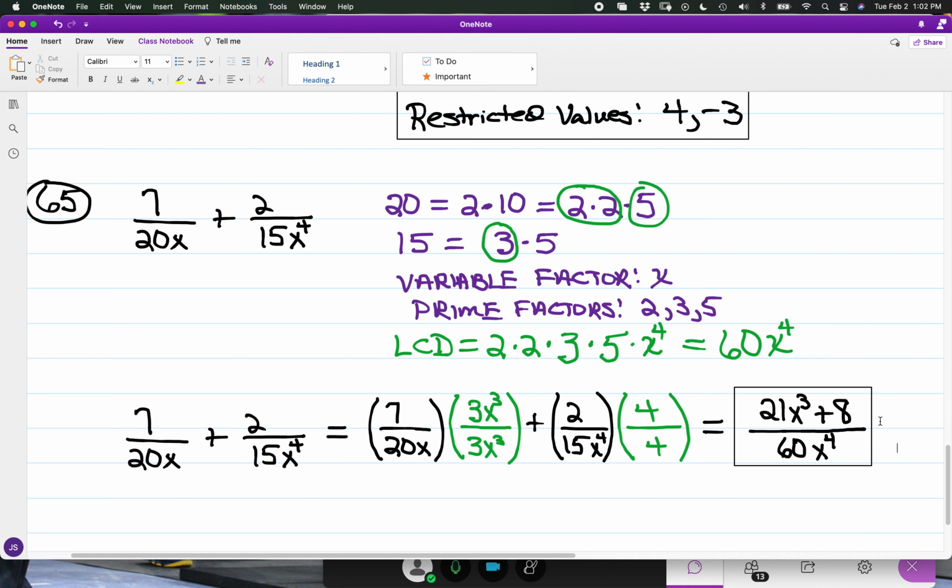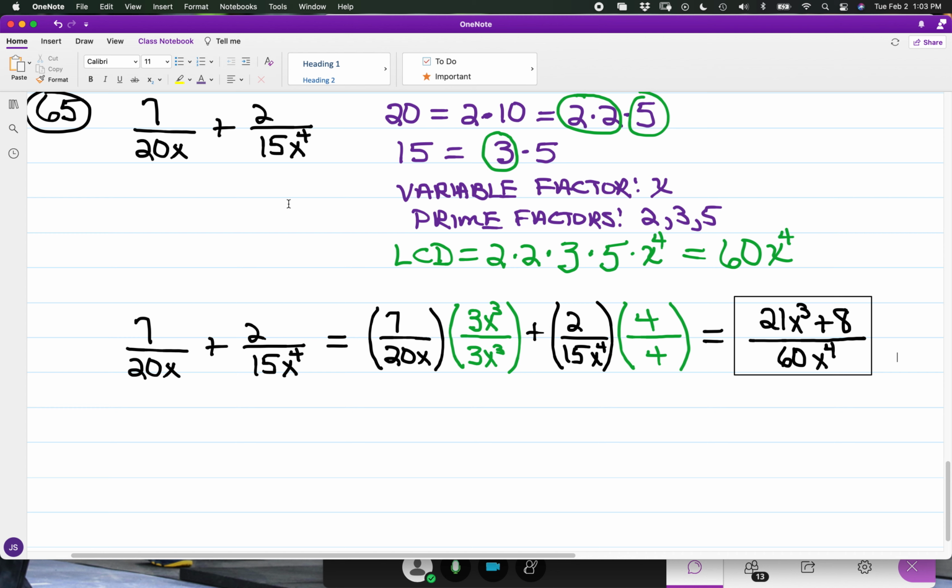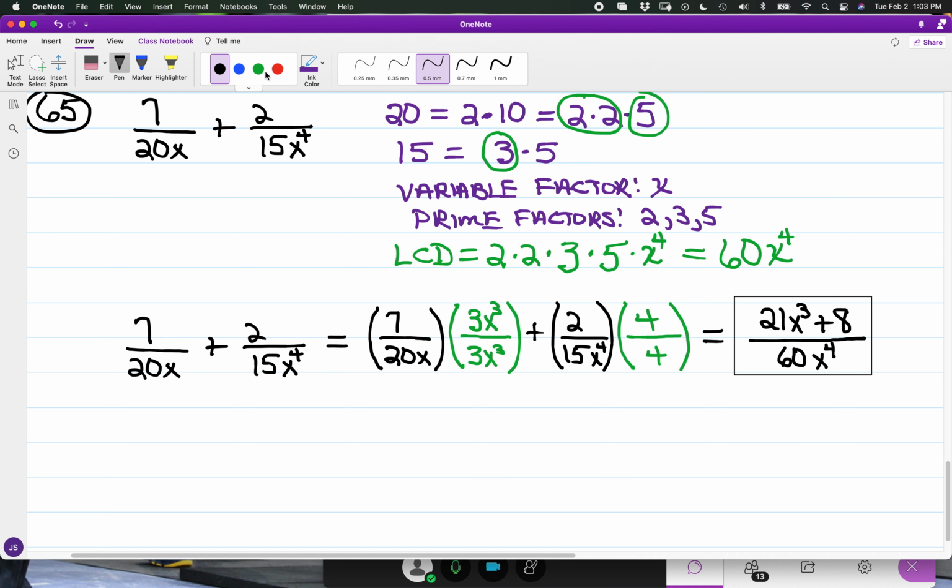All right. Now, for the case of 67, this time we have not 2 but 3 ratios to combine. And here we have 4 over x squared, plus 3 over x plus 3, minus 2 over x.